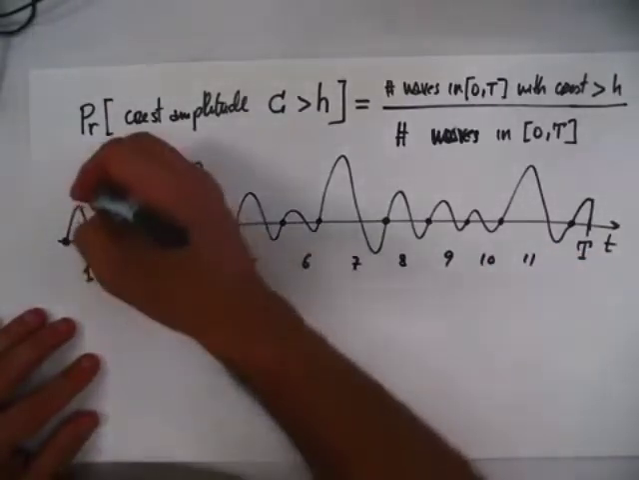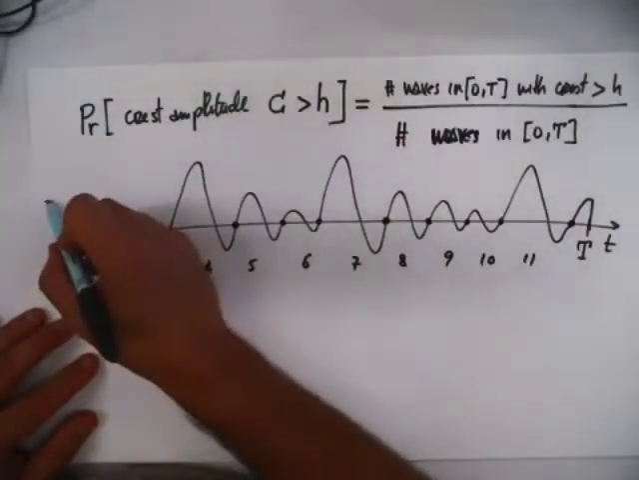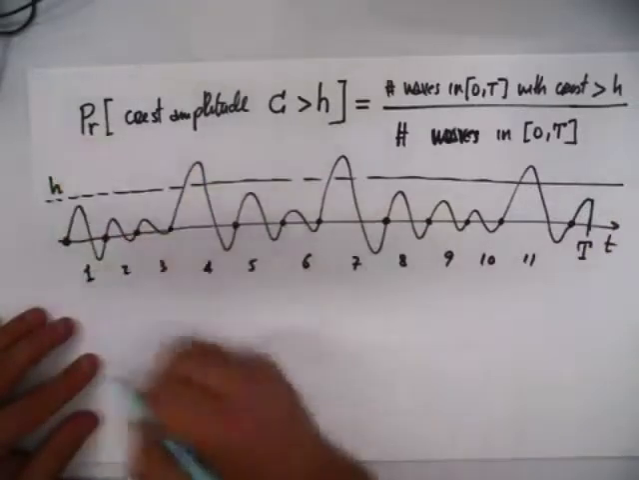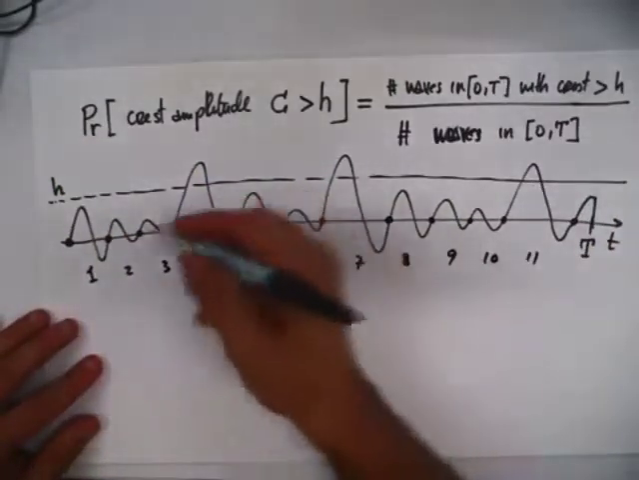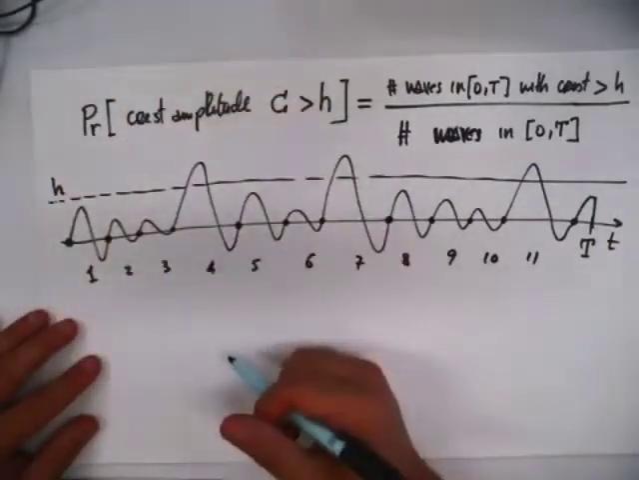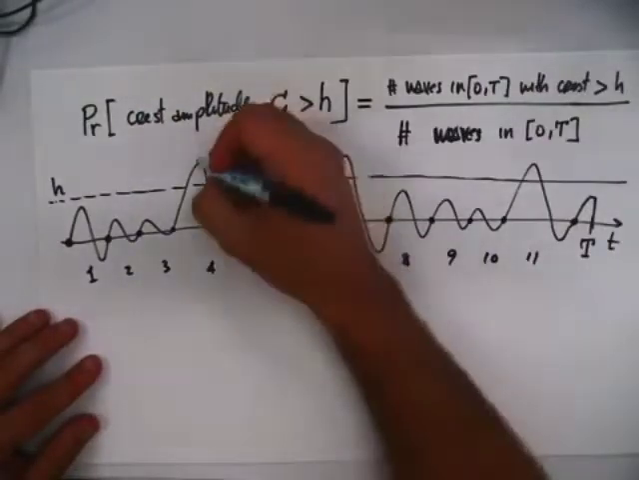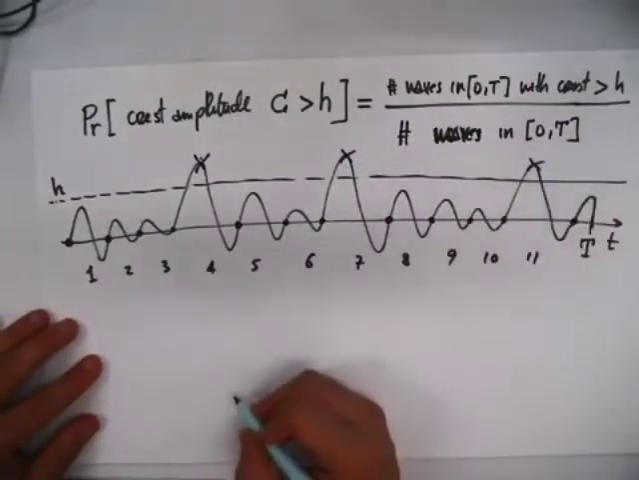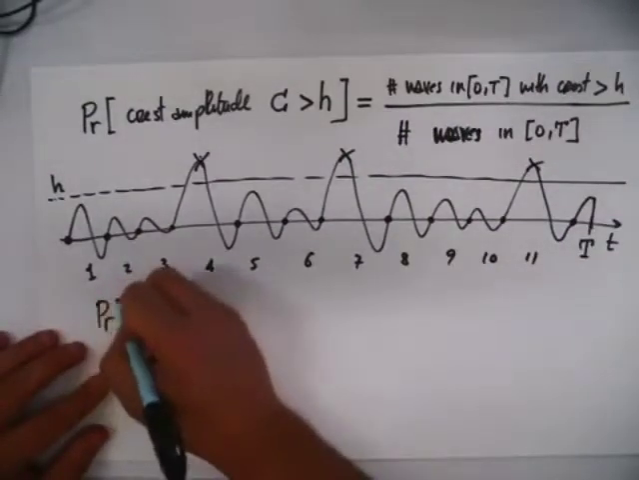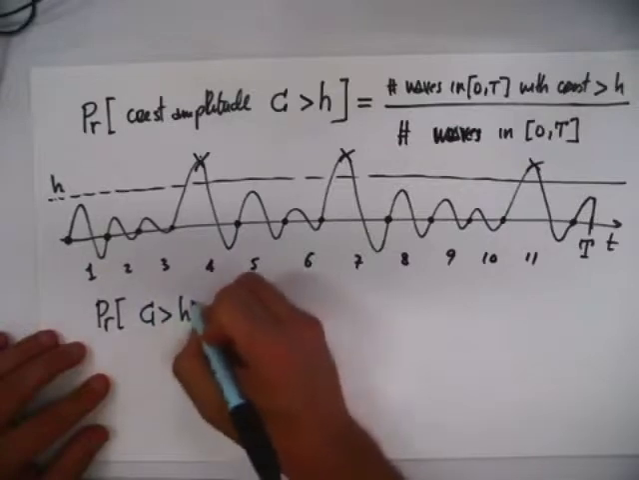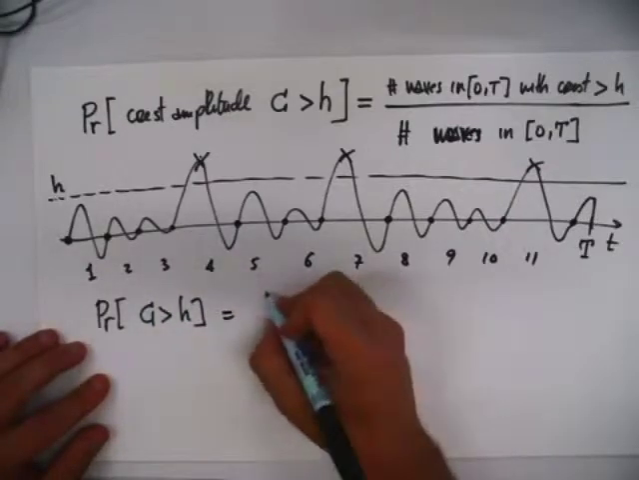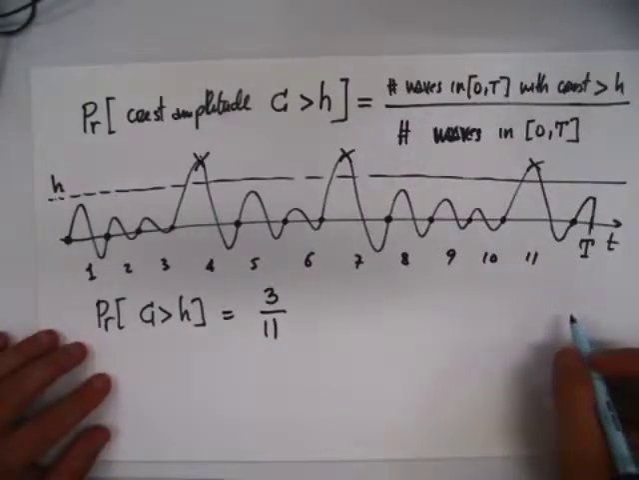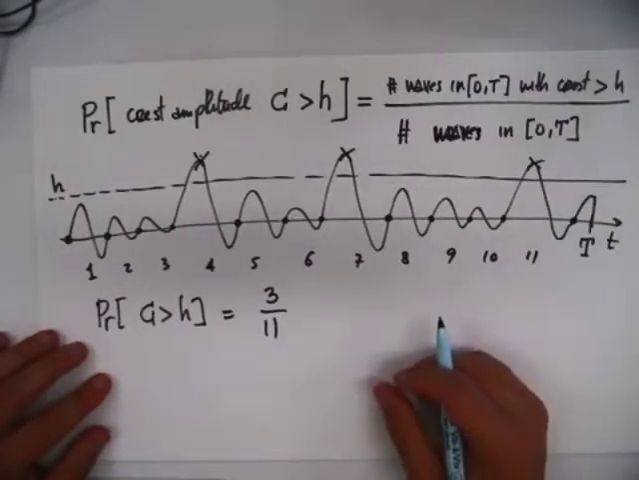Okay? And then basically, I fix a threshold H, and I'm going to count the number of crests that are exceeding this amplitude, and basically I find 1, 2, and 3. So in this case, the probability that C is greater than H is equal to 3 over 11. Very easy. Okay. Now the question is, what we would like to do.